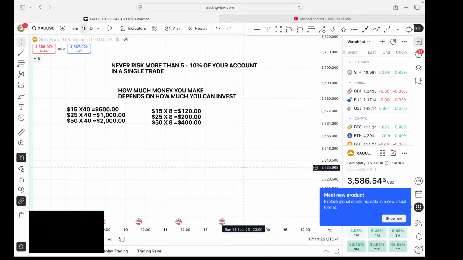Because until you can get enough money in your account to risk this comfortably, then you should be able to trade. So this is my recommendation to you, right? You can start trading today, right now, but you need to have realistic expectations.